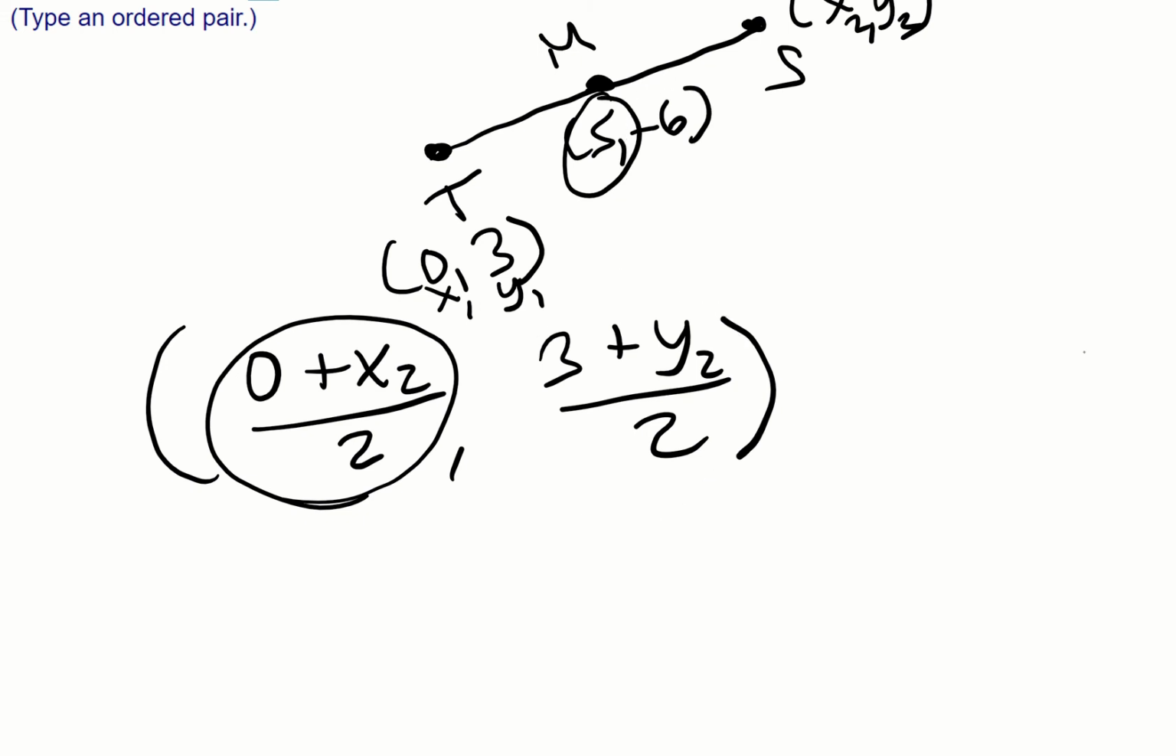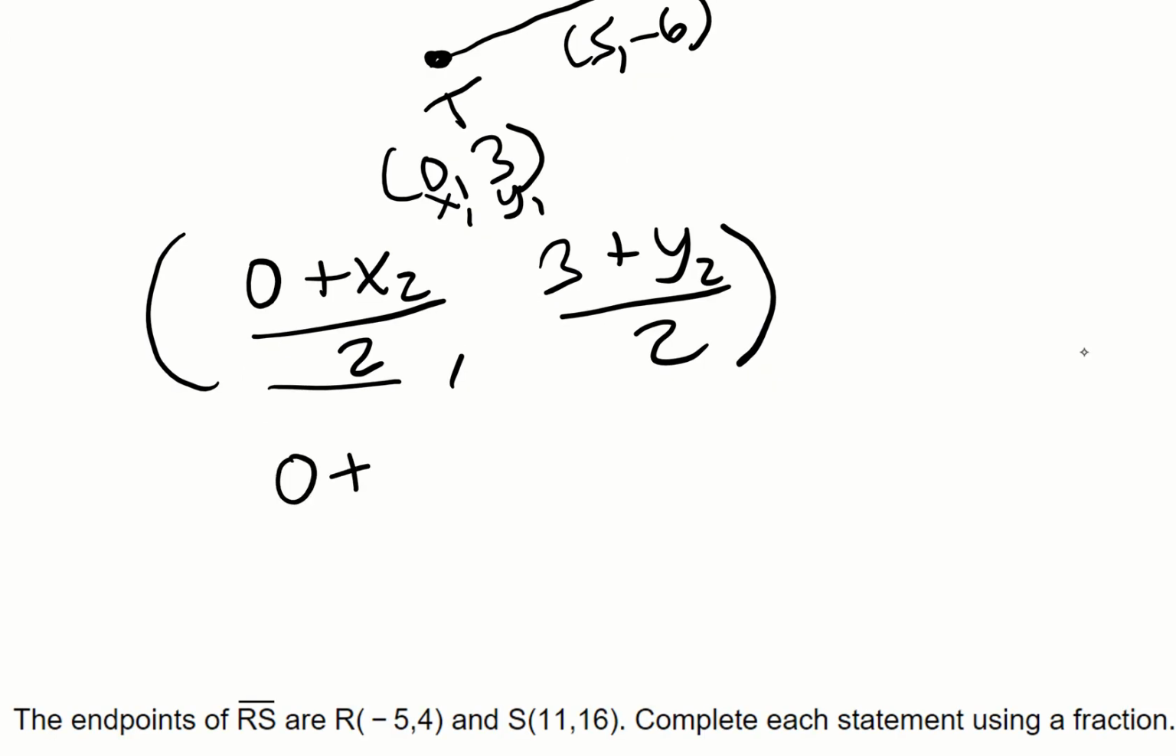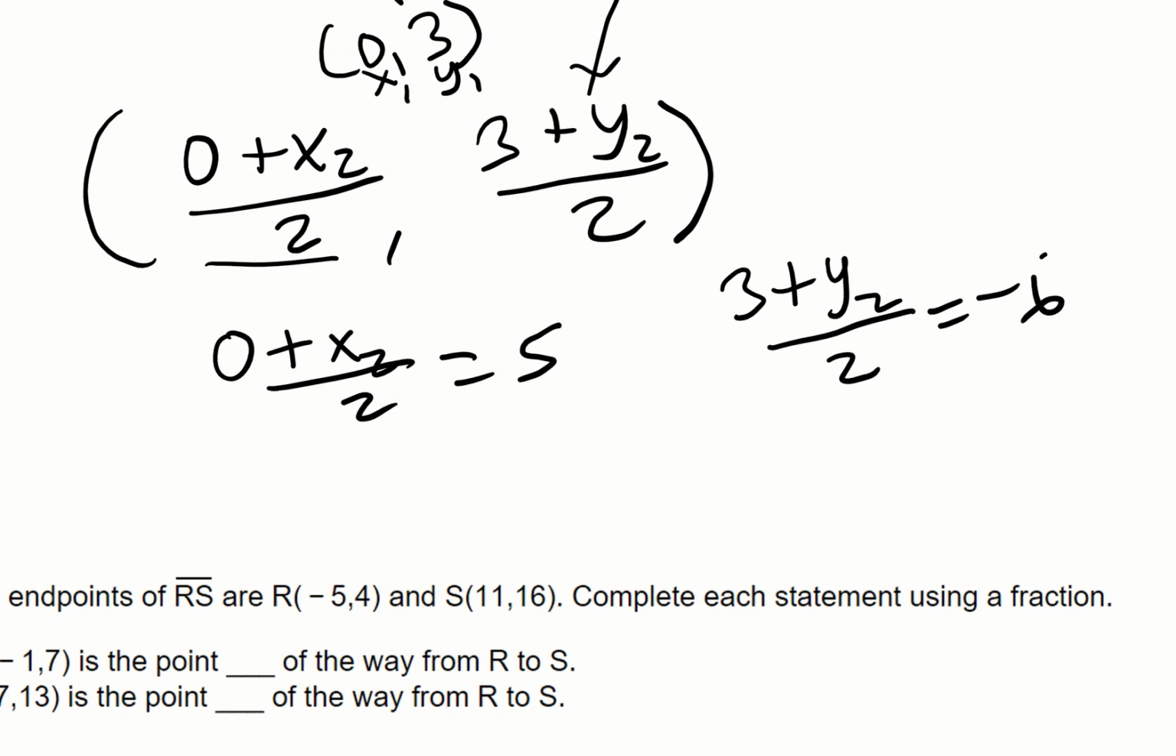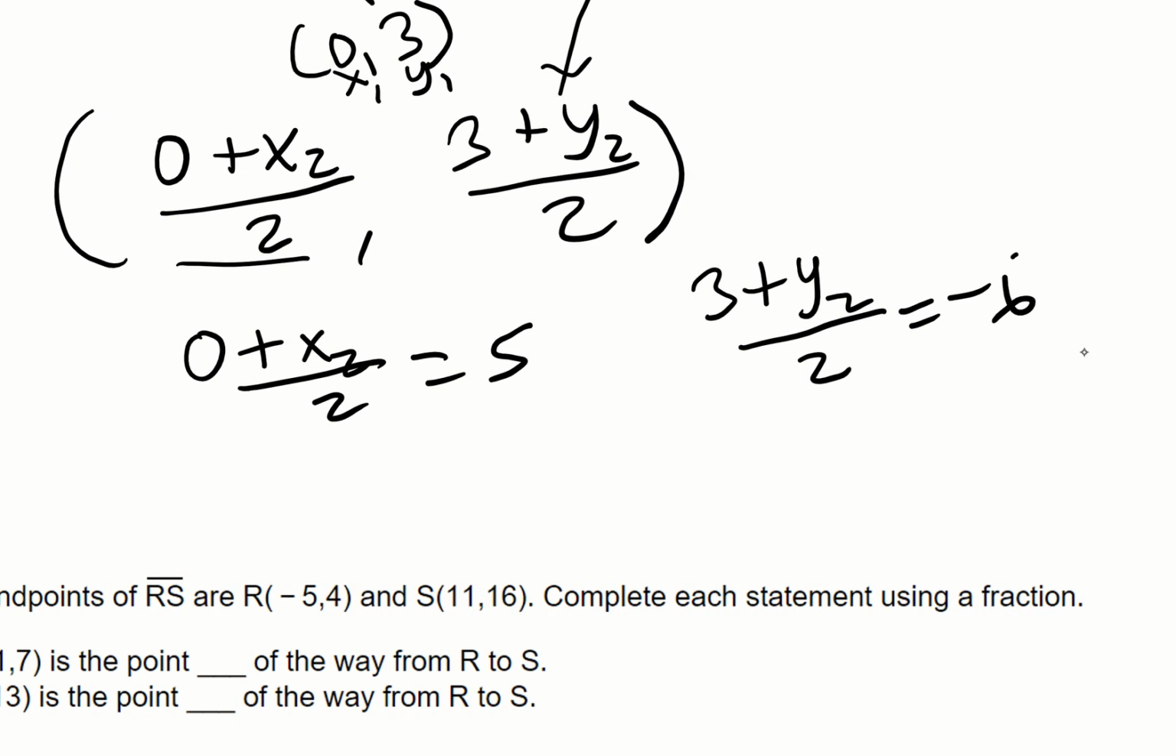Okay, so we're going to go ahead and plug that in. And we're going to say, okay, well, this is equal to 5. So let's go ahead and write that equation. 0 plus x2 divided by 2 equals 5. And then we know that this has to equal -6. So we have 3 plus y2 divided by 2 equals -6. And those are my two equations, and we can solve those easily. Remember that 0 plus anything, 0 doesn't do anything, so we can get rid of it. And now we can get rid of this 2 by multiplying by 2 on both sides. And now we know what x2 is. x2 is 10.